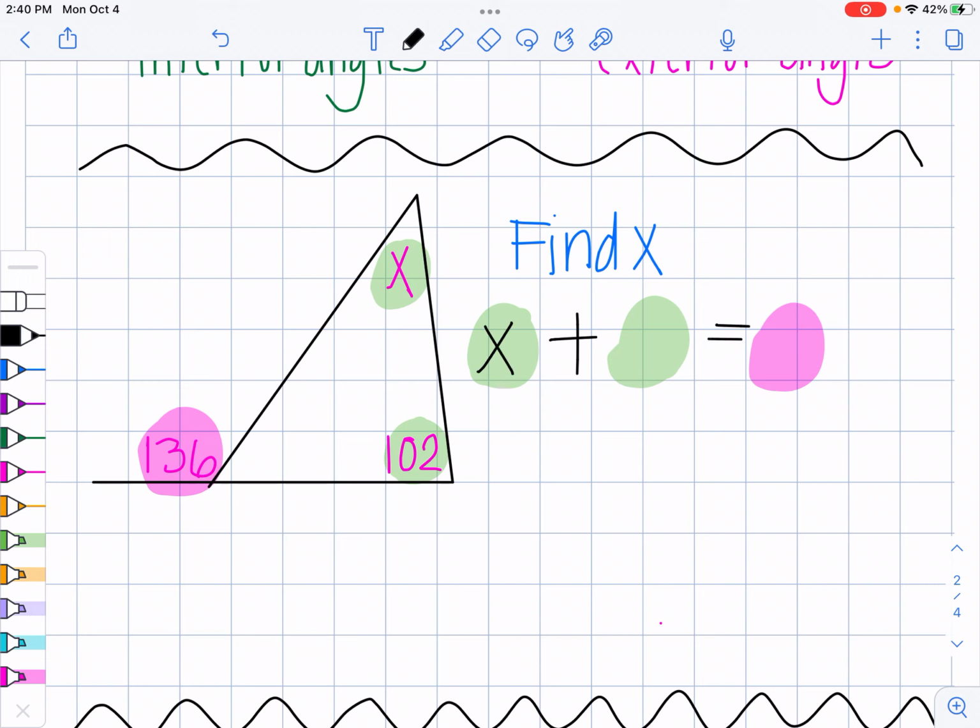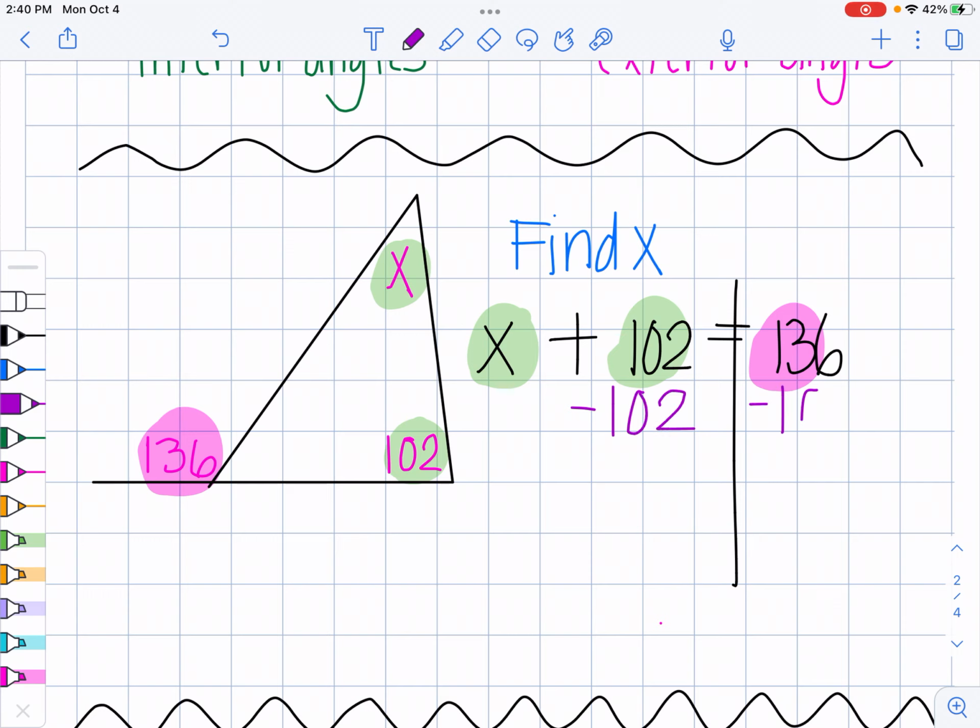So I know that x plus 102 is equal to 136. I can solve for x by getting rid of this 102, or subtracting 102 from each side. You can use a calculator if you need to, and you end up with x is equal to 34.